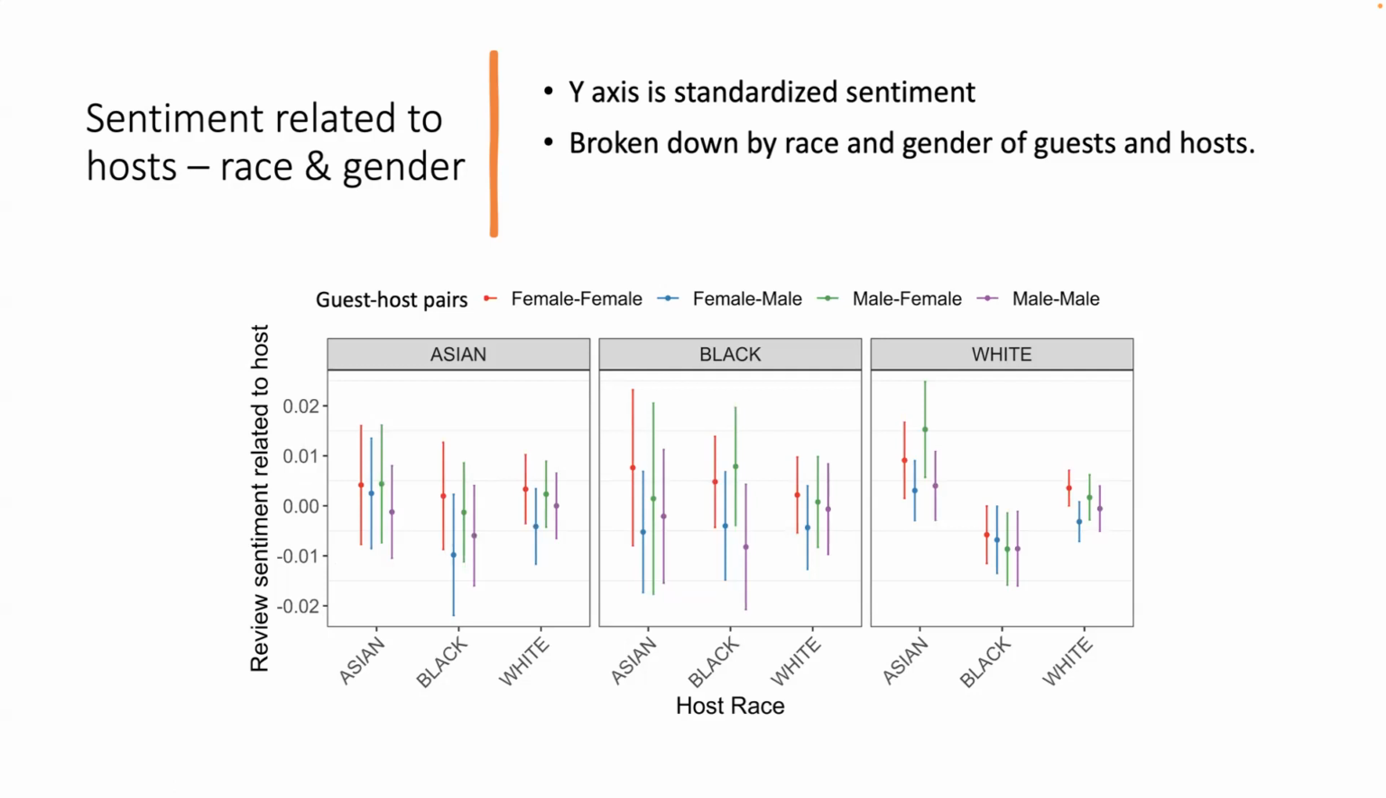And you will notice that each panel corresponds to a different guest race, and the colors in the graph represent guest-host pairs, like female guest and female host in red, and female guest and male host, so the female guest and the male host, is the blue color. The plot honestly might look a bit complex at first glance, so to make things easier to digest, I will just highlight the pairs that have significant results.